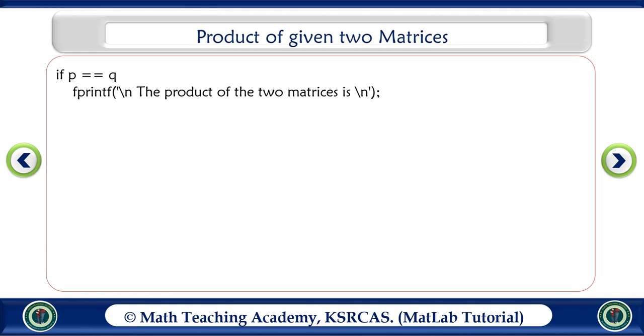fprintf \n, the product of two matrices is \n. This command will display the text the product of two matrices is in the command window. And then c is equal to a star b. This command will multiply the given two matrices a and b and the answer will be stored in the variable name c.